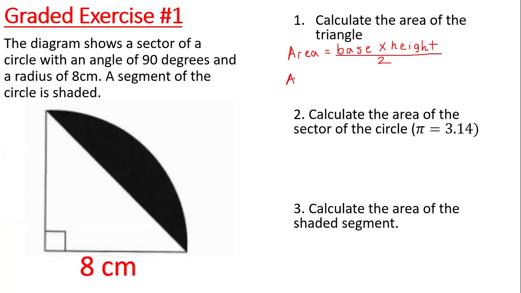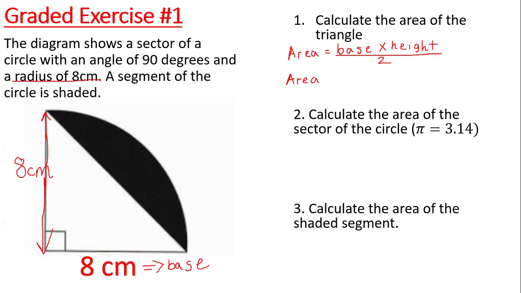So area is going to be equal to... So notice that this is the base of the triangle. So 8 is the base. Now they didn't give us the height, but we know that we're in a circle, and whatever the radius is for one, it's going to be the radius for all. And plus, it literally says in the question, the radius is 8 centimeters. So that's also going to be this height. So it's going to be 8 centimeters as well.